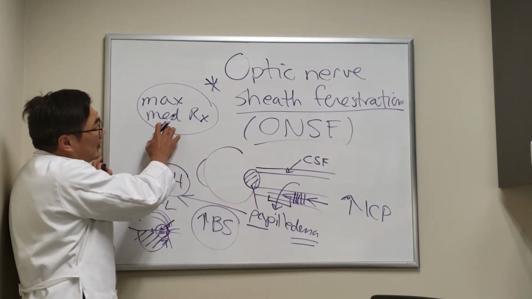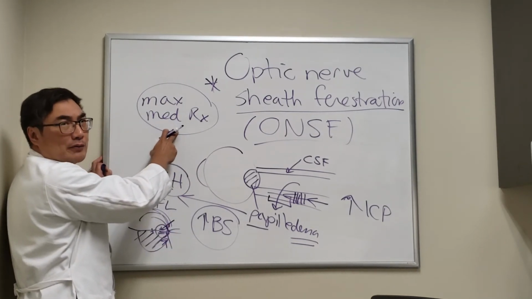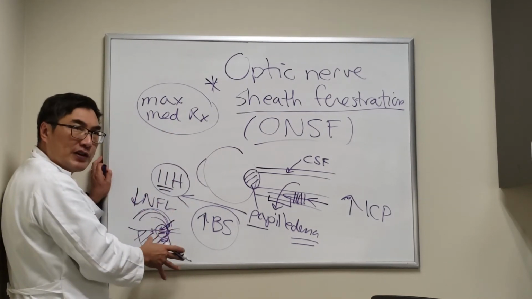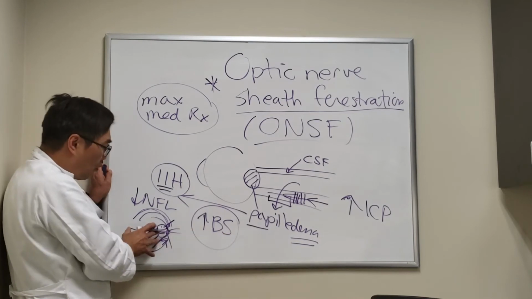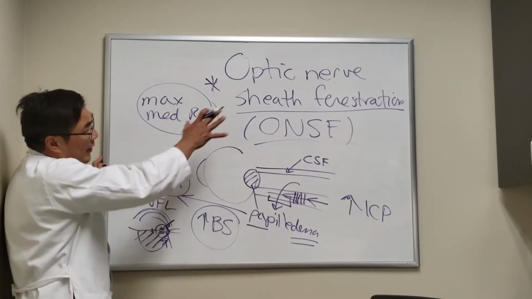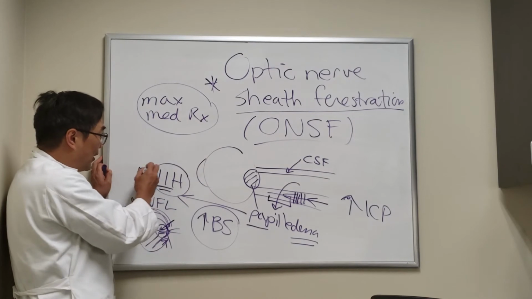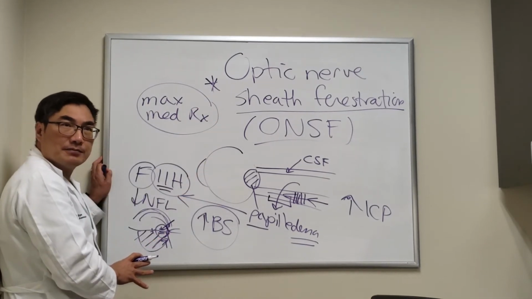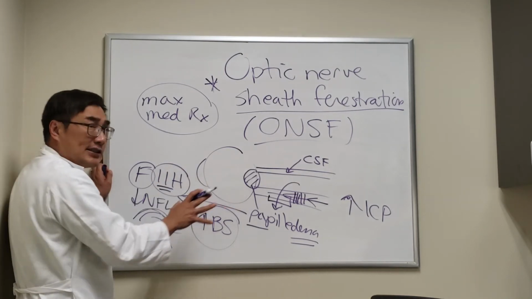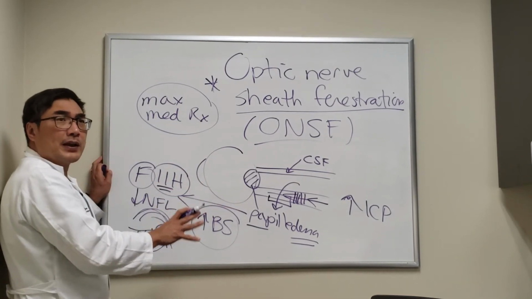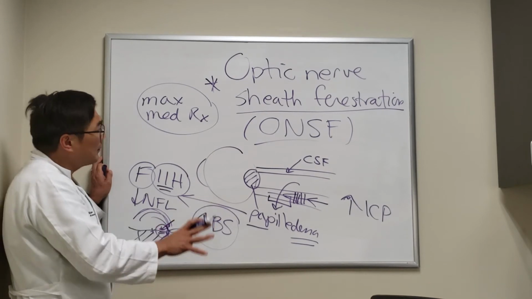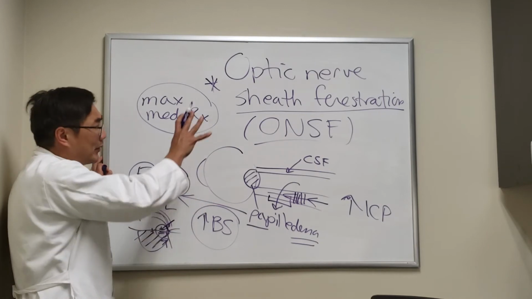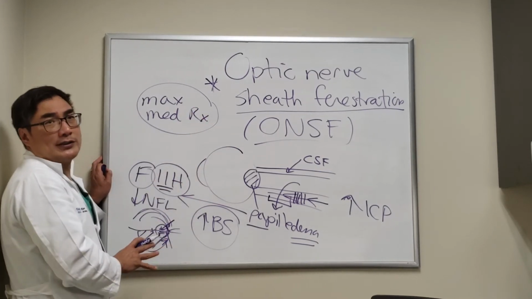So if you fail, are intolerant of, or non-compliant with maximal medical therapy, you're having nerve fiber layer loss and a visual field defect, but not just a big blind spot, or you have loss of acuity, or you have a severe and acute form called fulminant IIH, all of those are going to be indications for doing a sheath fenestration. Sheath fenestration is safer and easier to do than a shunting procedure, but you have to have the right person available. You have to have oculoplastics in orbit willing to do it, and it only works on one side.